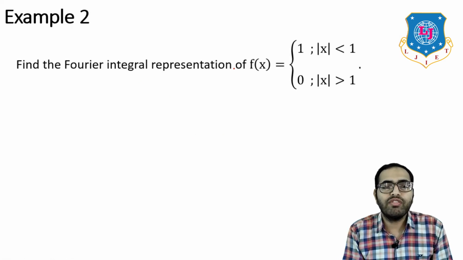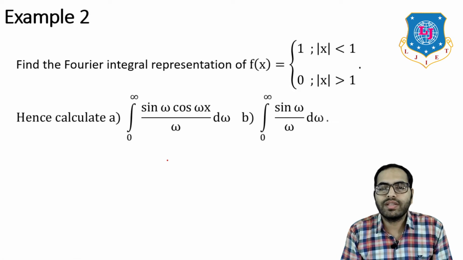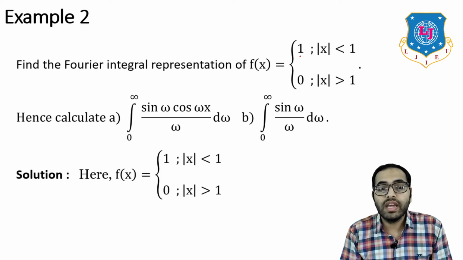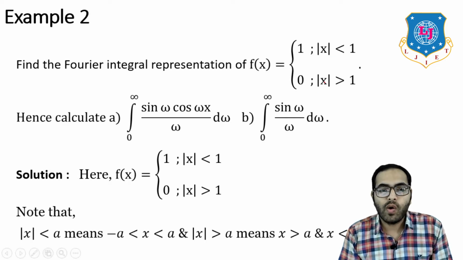Find the Fourier integral representation of the function f of x equal to 1 where mod x is less than 1, and 0 where mod x is greater than 1. Also deduce, or we can say calculate, the first one: integral 0 to infinity of sin omega cos omega x by omega d omega, and another one: integral 0 to infinity of sin omega by omega d omega. Firstly, we have the function f of x equal to 1 where mod x is less than 1 and 0 where mod x is greater than 1.